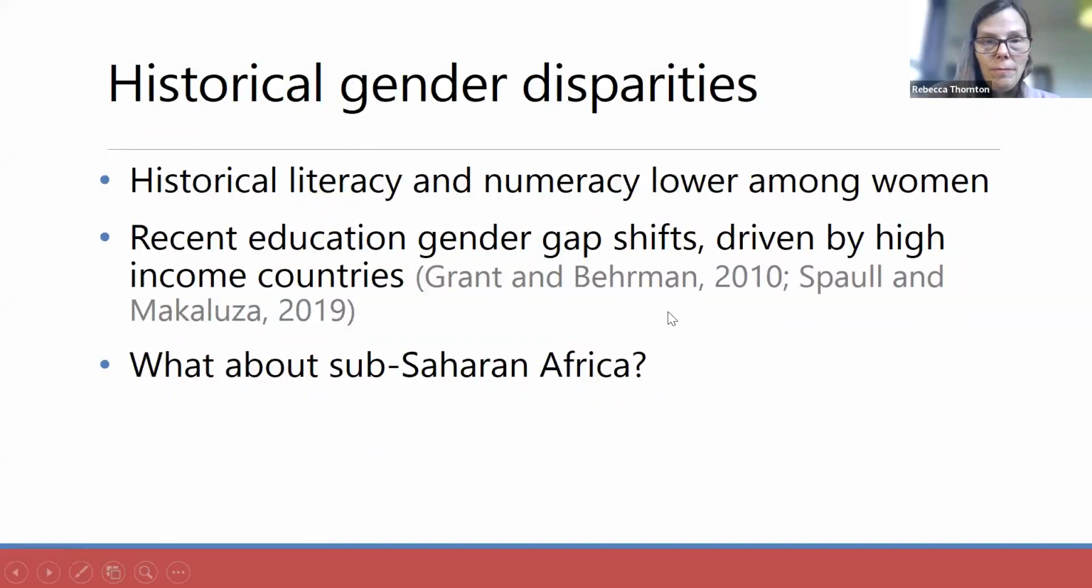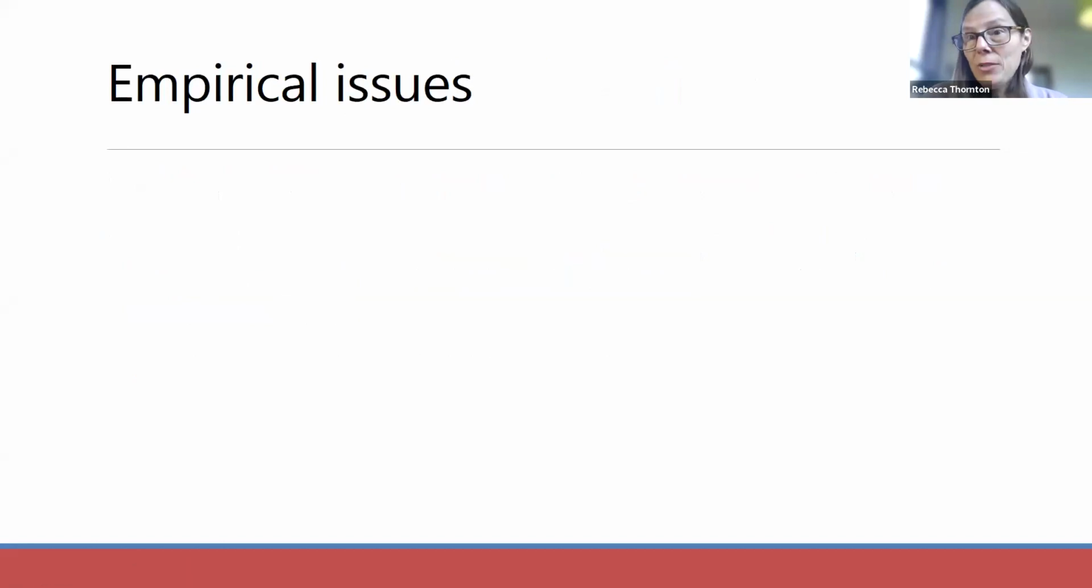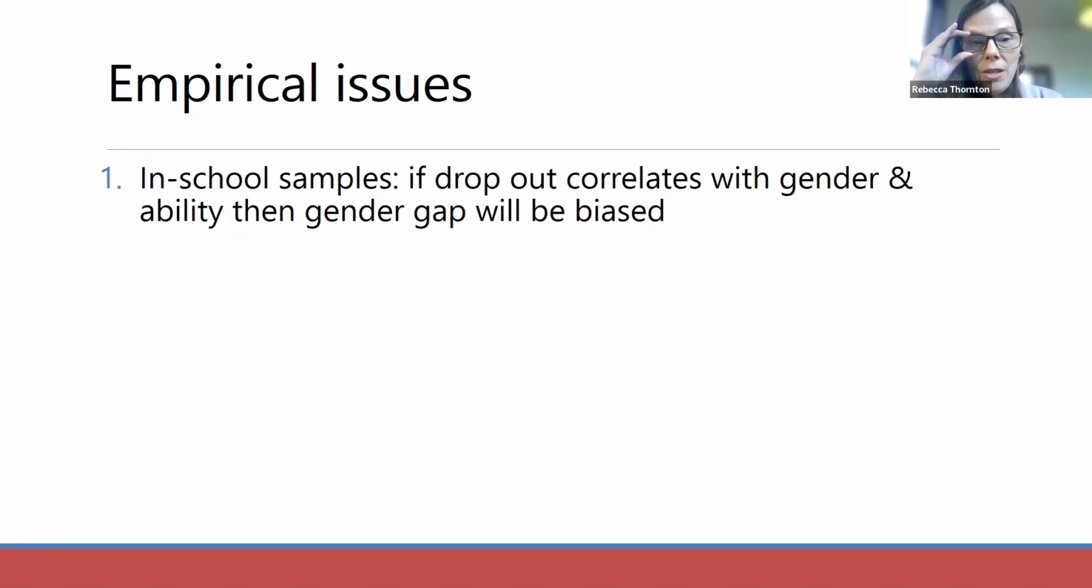What we became interested in is two specific empirical challenges to try to best measure these gaps quantitatively. The first issue is that there was a lot of data available, especially with studies that go into schools and measure education outcomes and learning in school samples. But the problem with that is that if there are dropouts, and especially differential dropouts, where girls or boys are dropping out at different rates, or if that dropout is correlated with their ability, then we're going to have a biased sample in terms of measuring gender gaps in learning outcomes.